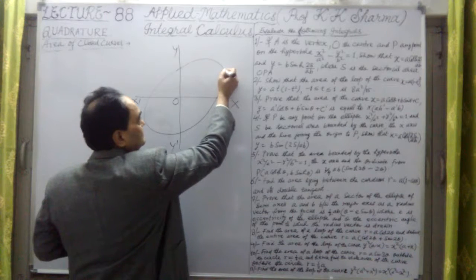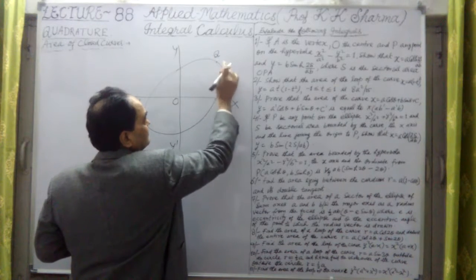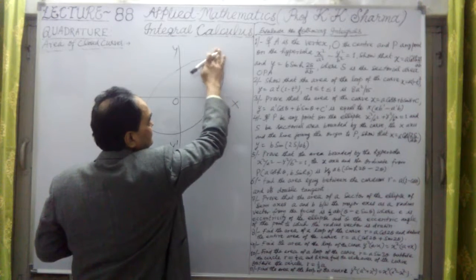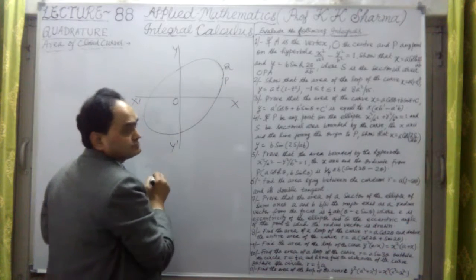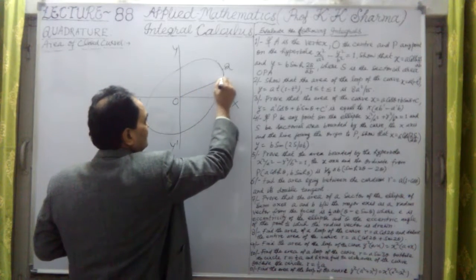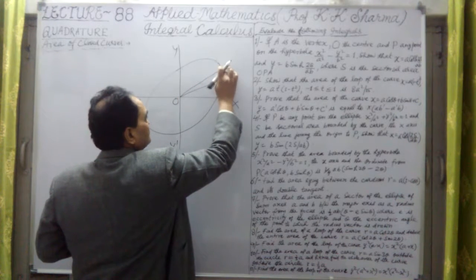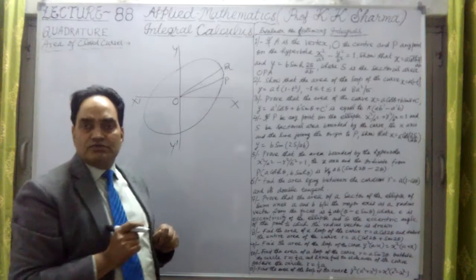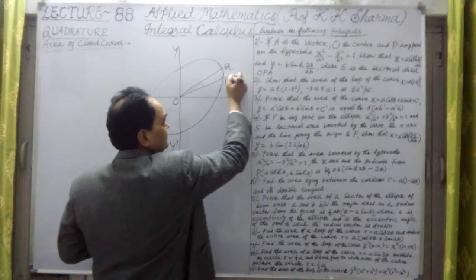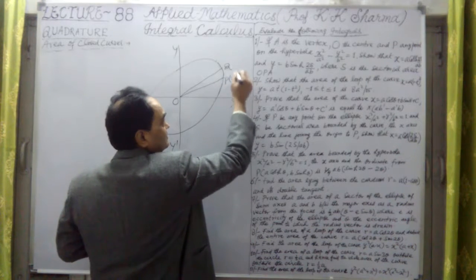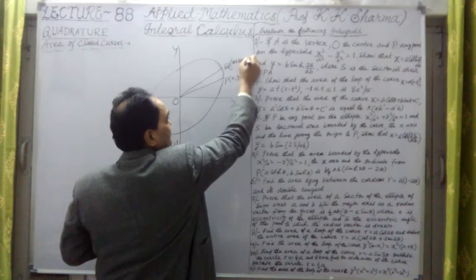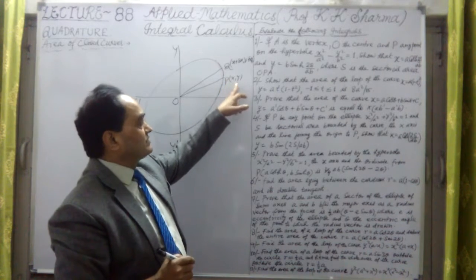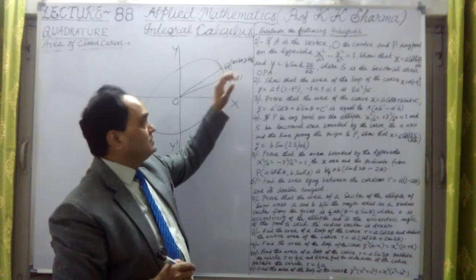Now let me take the points P and Q here. This is the Q point, sorry, and this is the P point. Now we have to find the area of this triangle POQ, and we will define the coordinates in polar form as well as in Cartesian form. In Cartesian form, the coordinates of P are x and y, and the coordinates of Q are x plus delta x and y plus delta y. Q is a neighboring point of P, in increasing order.